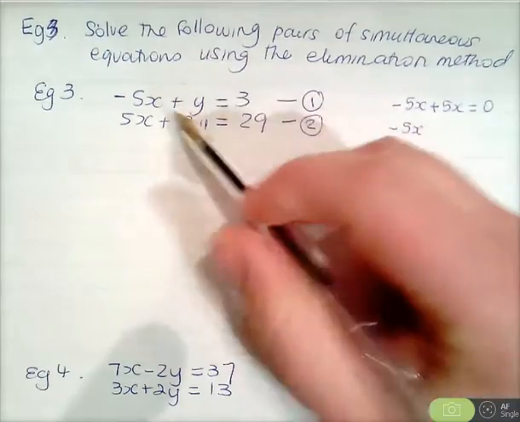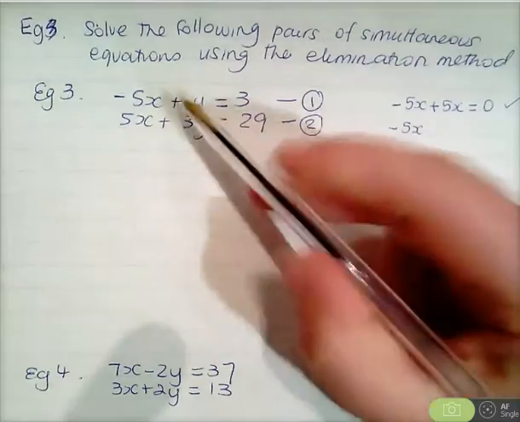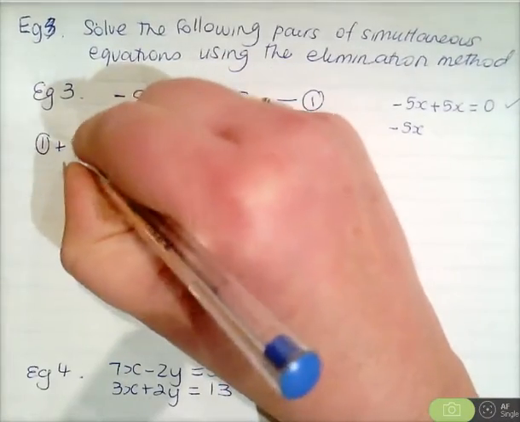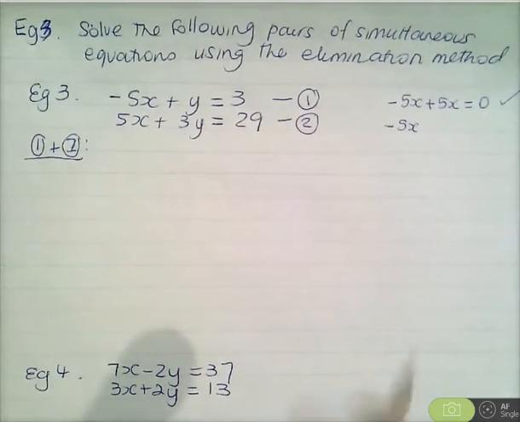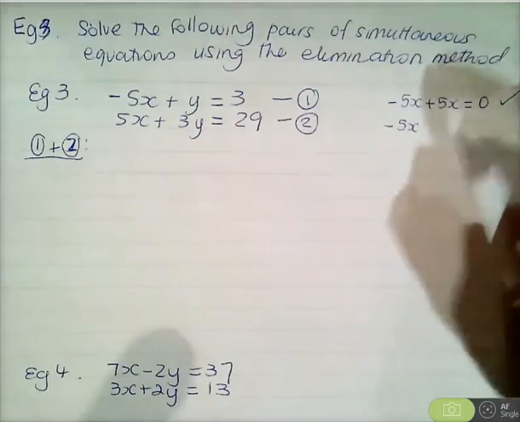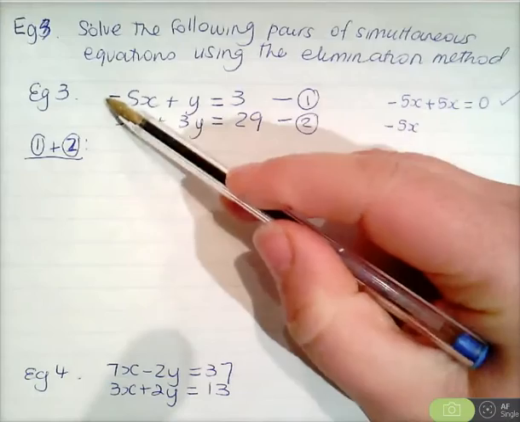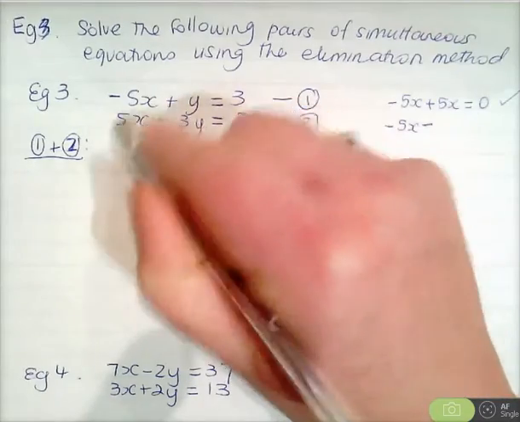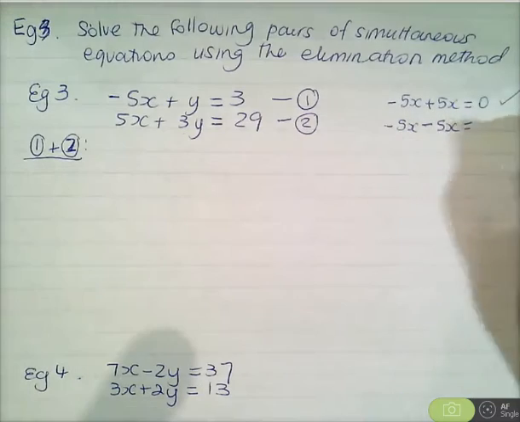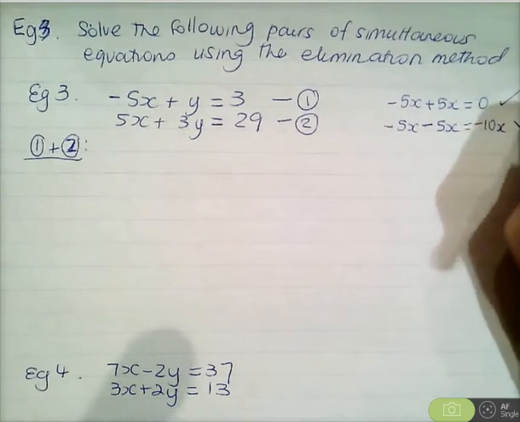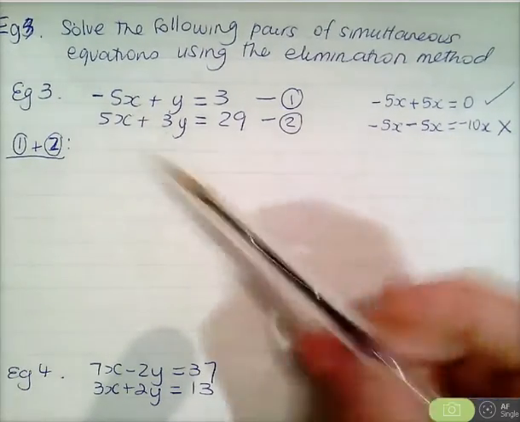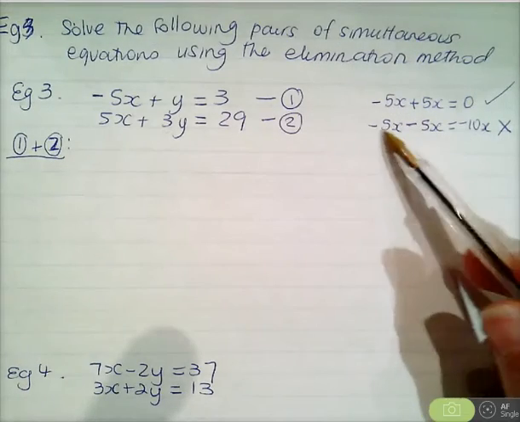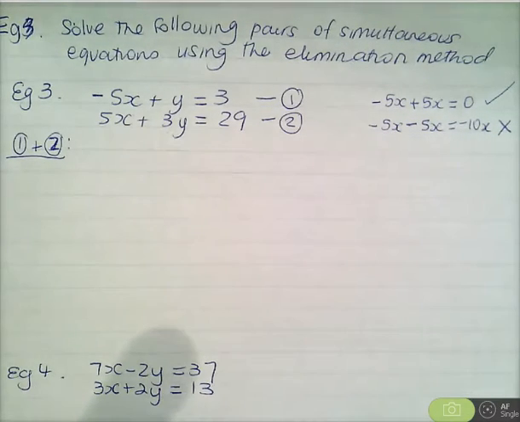So let's see. If we added, we can see that we get 0 if we add the two equations. So if we do equation 1 plus equation 2, we can see that we will eliminate the x's, okay? But let's say you try to do equation 1 minus equation 2. So we go negative 5x, then we go minus whatever this one is, 5x. Well, if I do negative 5x minus 5x, I get negative 10x. Now that is not eliminating the x's. So I've just doubled the value of the first one, really. So if we subtract the equations, I will not eliminate the x's. So obviously subtracting is not the way to go.